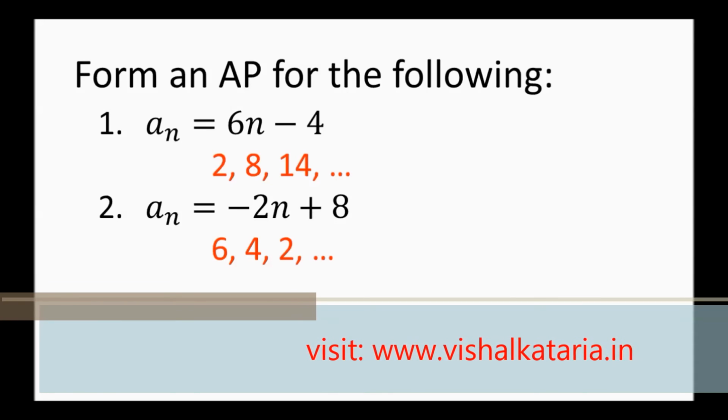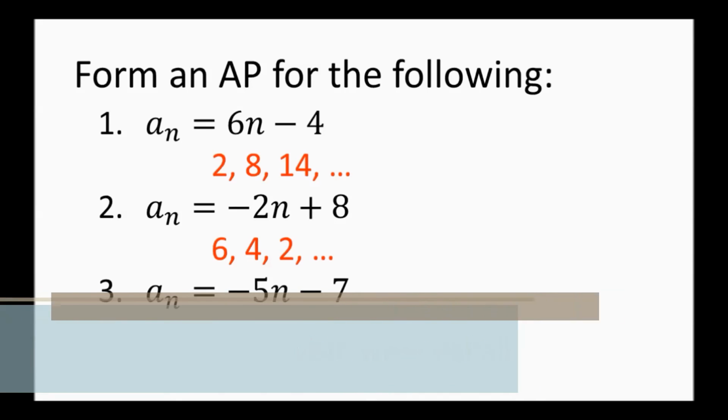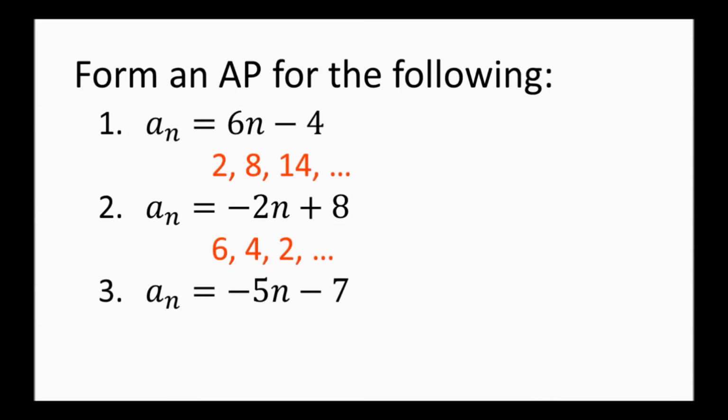In the third case, a_n equals minus 5n minus 7. If I substitute n equals 1, I will get minus 12. So friends, my first term is minus 12. And the coefficient of n is minus 5, hence the common difference is minus 5, and our arithmetic progression will become minus 12, minus 17, minus 22, and so on.